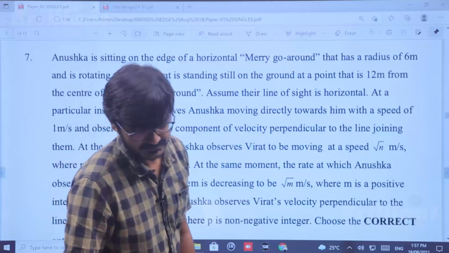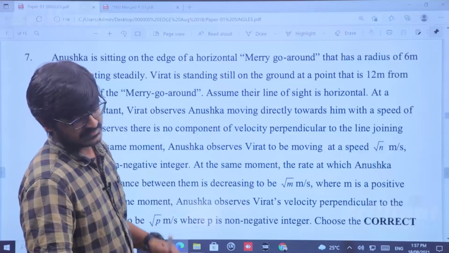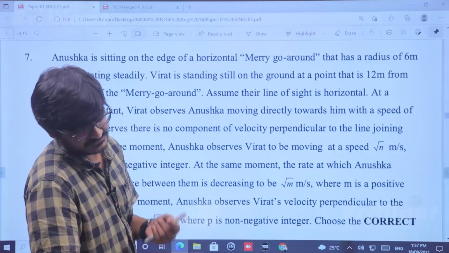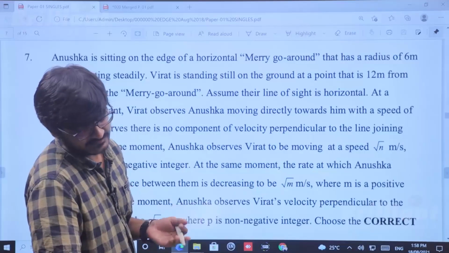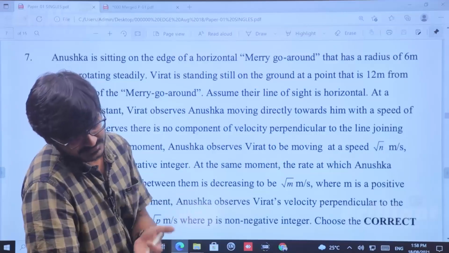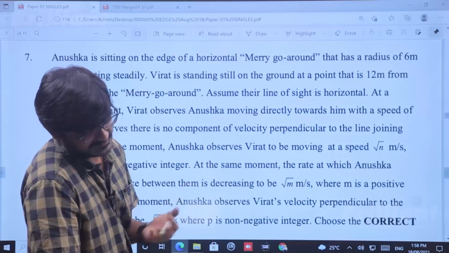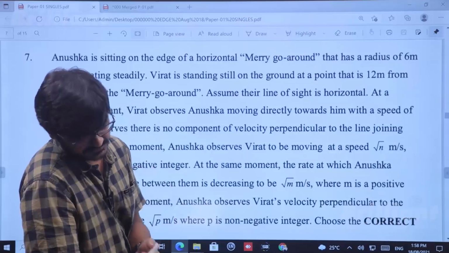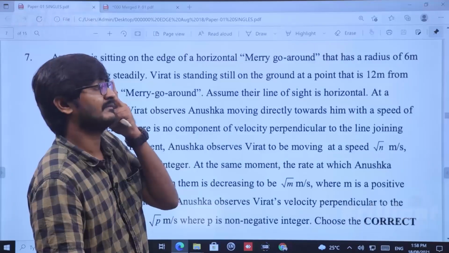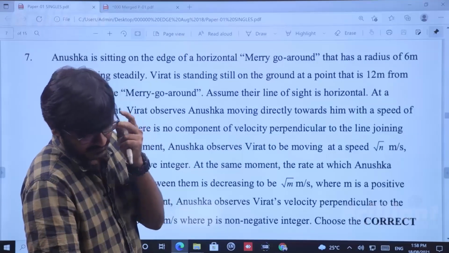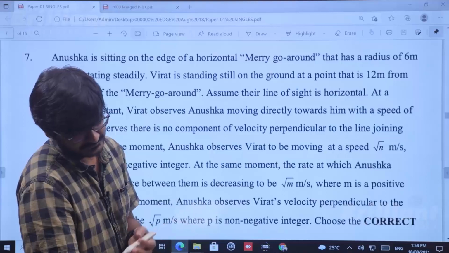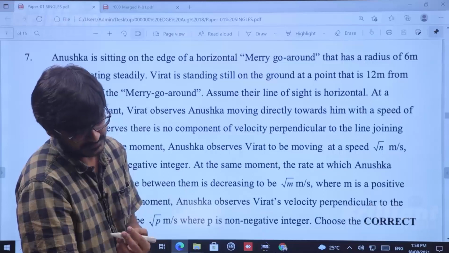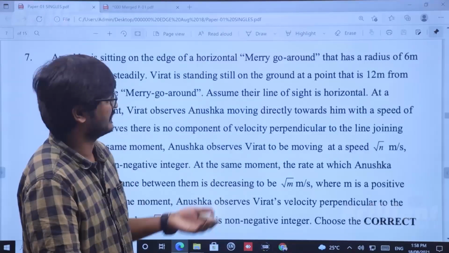Next question, you can pause and you can read the question. The question says, Anushka is sitting on the edge of a horizontal merry-go-round that has a radius of 6 meters and is rotating steadily. Virat is standing still on the ground at a point that is 12 meters from the center of merry-go-round. Assume their line of sight is horizontal. At a particular instant, Virat observes Anushka moving directly towards him with a speed 1 meter per second and observes there is no component of velocity perpendicular to the line joining.